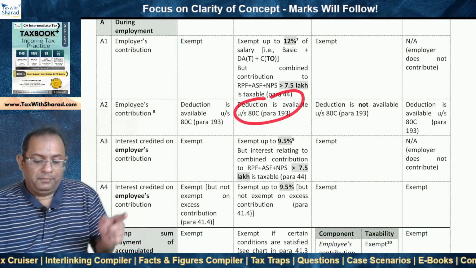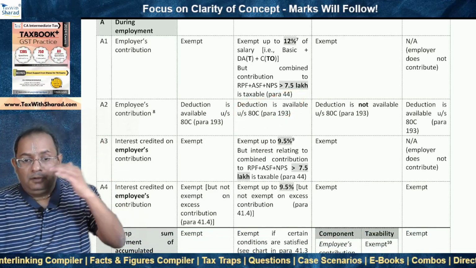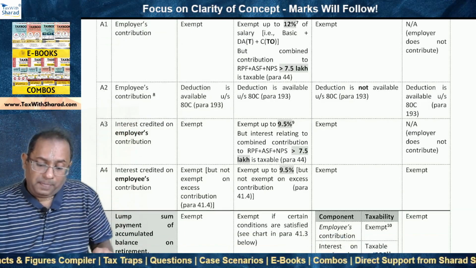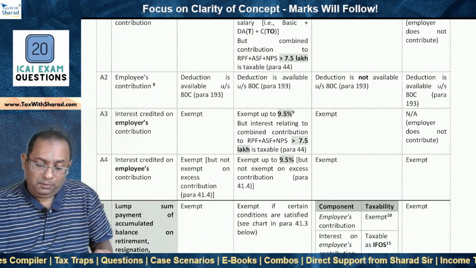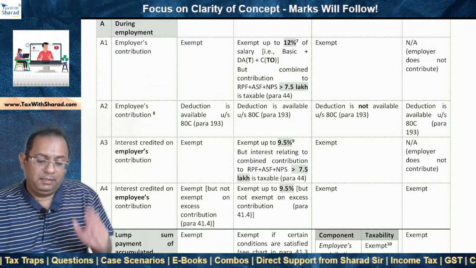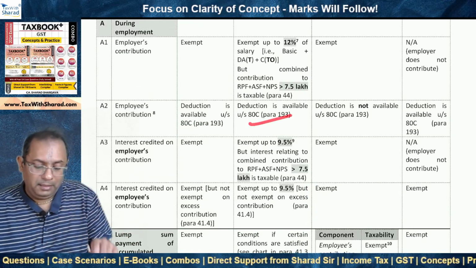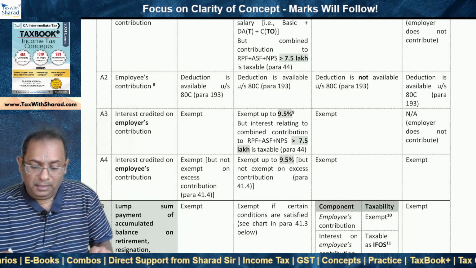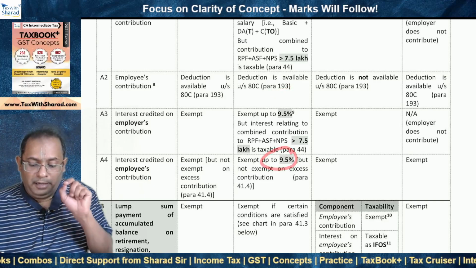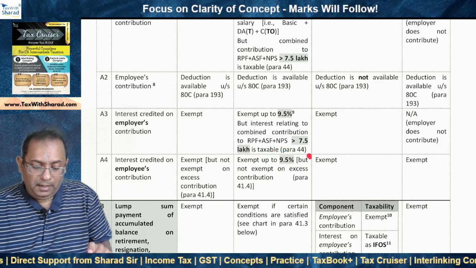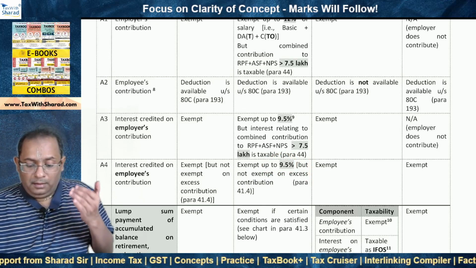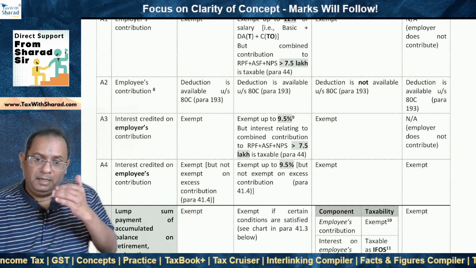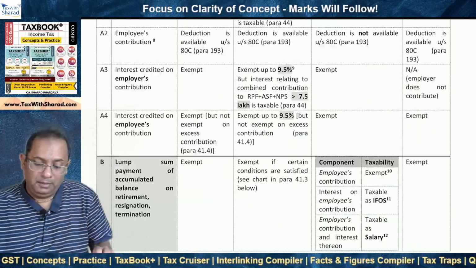80C can be claimed. Okay, so excess employees' contribution, the excess is not taxable, but interest related to excess employees' contribution is taxable. So as far as employees' contribution is concerned, 80C can be claimed. And then as far as interest credited on employees' contribution is concerned for RPF, there is one layer where up to 9.5% it is exempt. And in the second layer, interest related to a contribution up to a certain limit is exempt, but interest related to excess contribution becomes taxable.